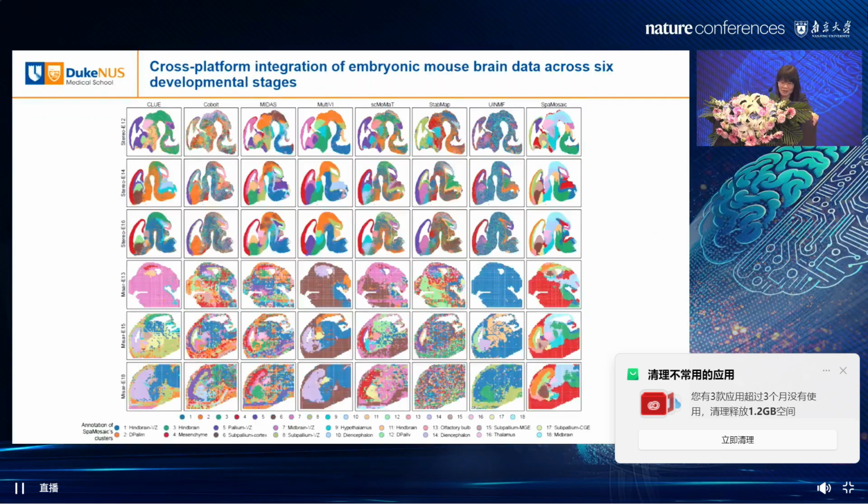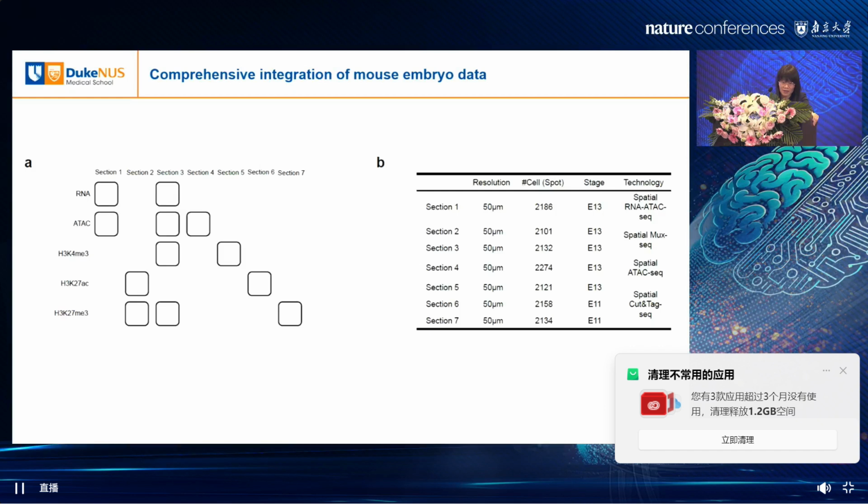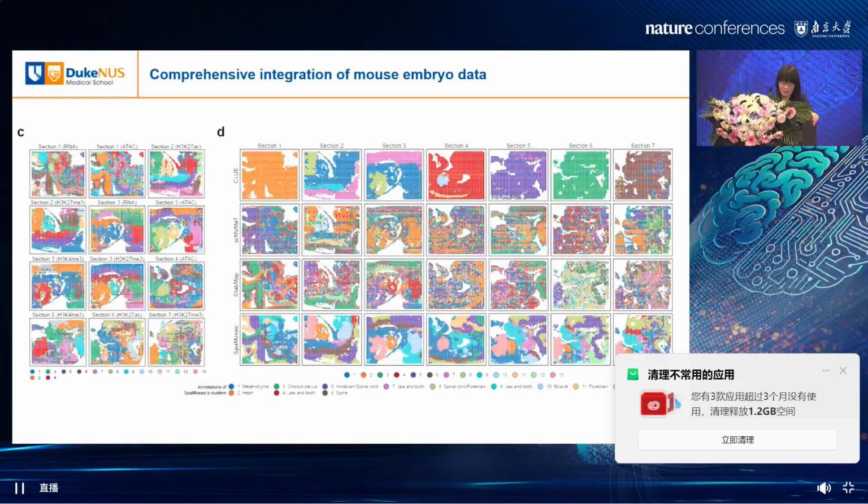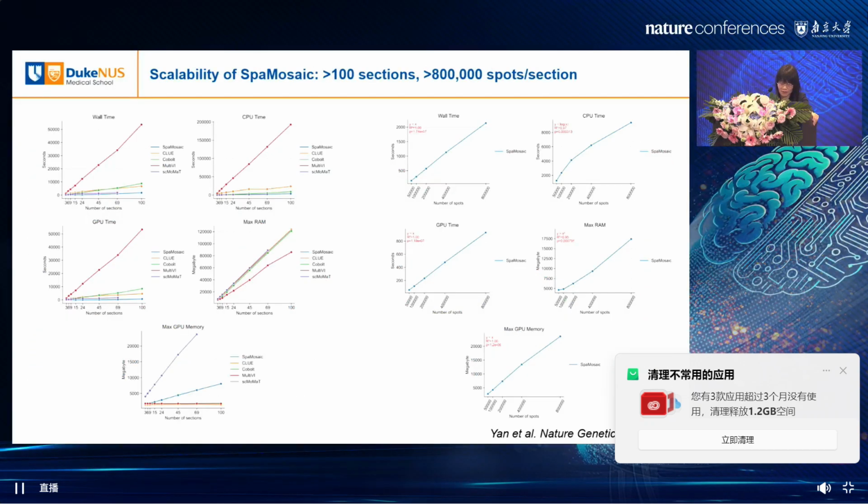We still managed to integrate the data and correct the batch effects to delineate the different regions in the mouse brain, mouse embryo. And the last is the comprehensive integration that contains 7 sections and 5 different modalities. The technology includes 4 different spatial omics techniques. So we also tested the different methods, and found that it was actually able to remove those batch effects and identify the different omics in different sections.